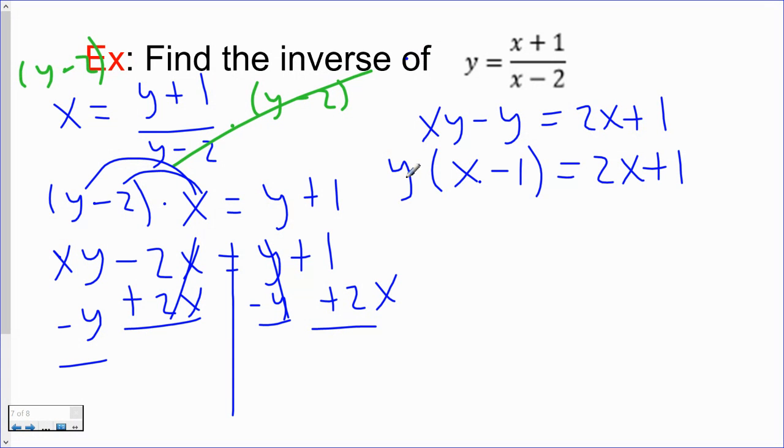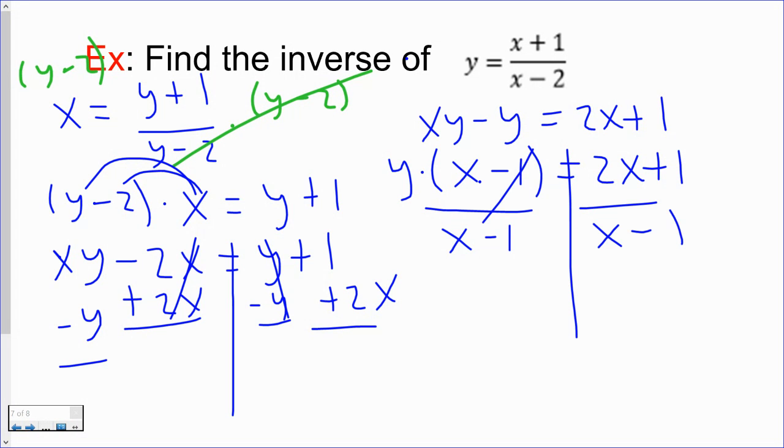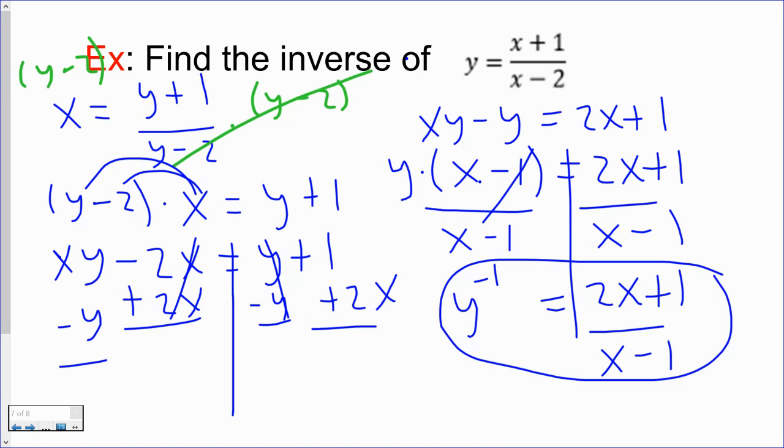And then you're almost done here, because our goal is to get that y by itself. That's being multiplied by an x minus 1. So the opposite is to divide it. So I just divide this by the same thing, and I end up getting my y inverse is 2x plus 1 over x minus 1. And that is my final answer.